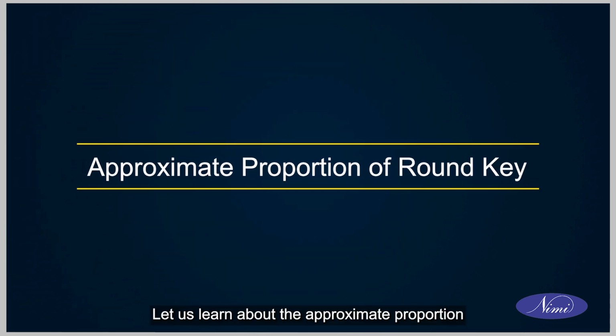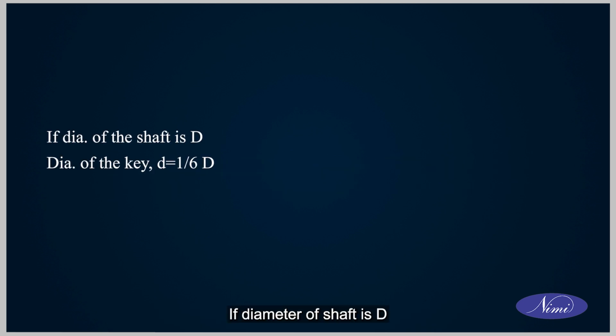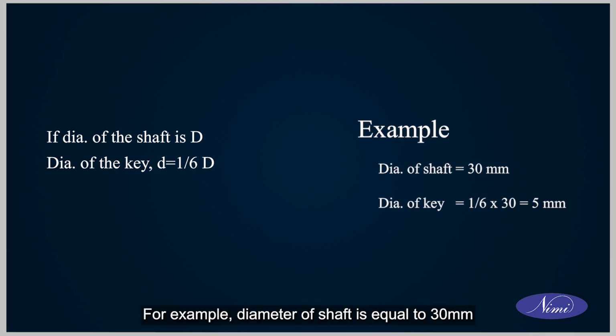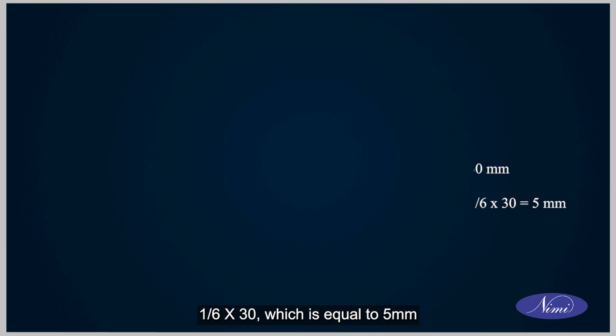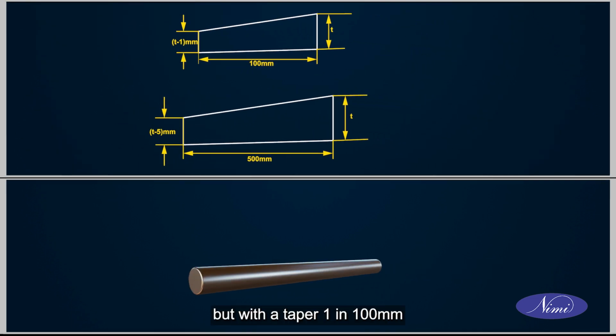Let us learn about the approximate proportion of round key. If diameter of shaft is D, diameter of the key is small d equal to 1 by 6th of diameter. For example, diameter of shaft is equal to 30 mm, then diameter of key is equal to 1 by 6 into 30, which is equal to 5 mm. Circular taper key. This is like round key but with a taper 1 in 100 mm.